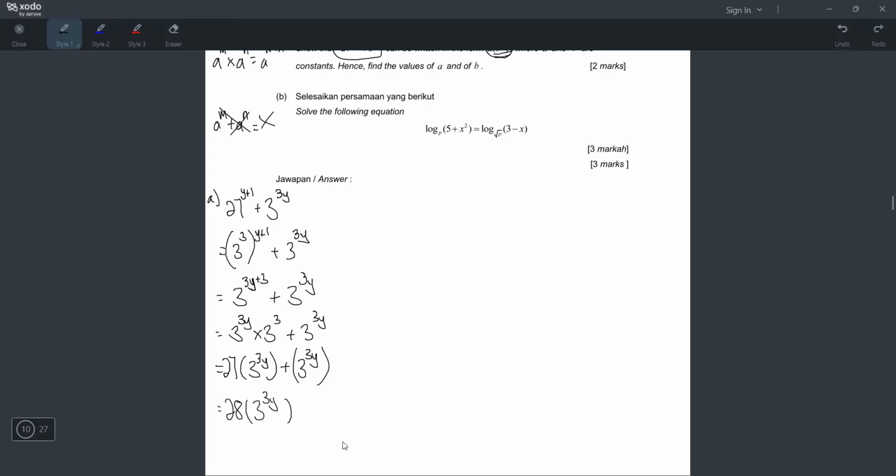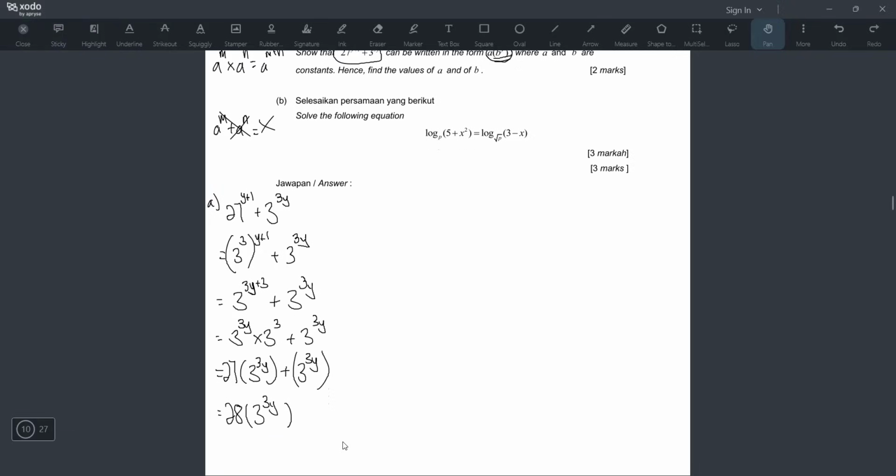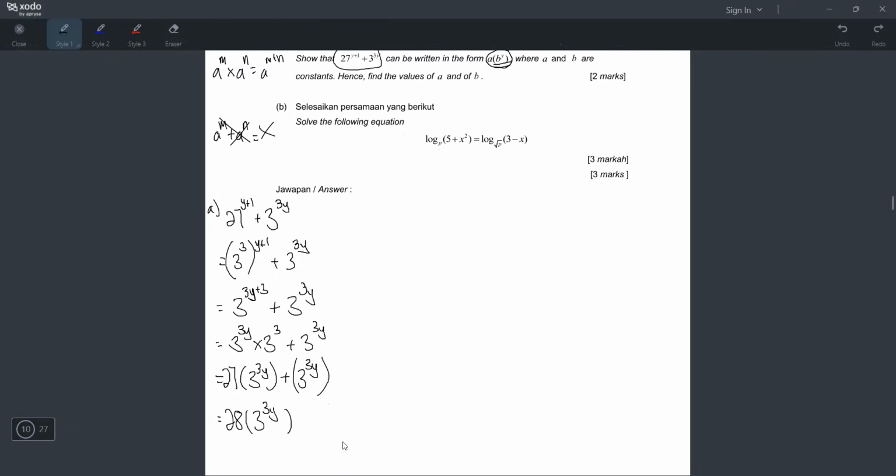But I remember the question wants us to write in a specific form. Let's double confirm. Did we write in this specific form? A bracket B power y. This one is A bracket B power 3y. So actually, this is not quite there yet. I still have some working to do, right? Because I want my form to be A, B power y. B power y, power y. This one is power 3y.